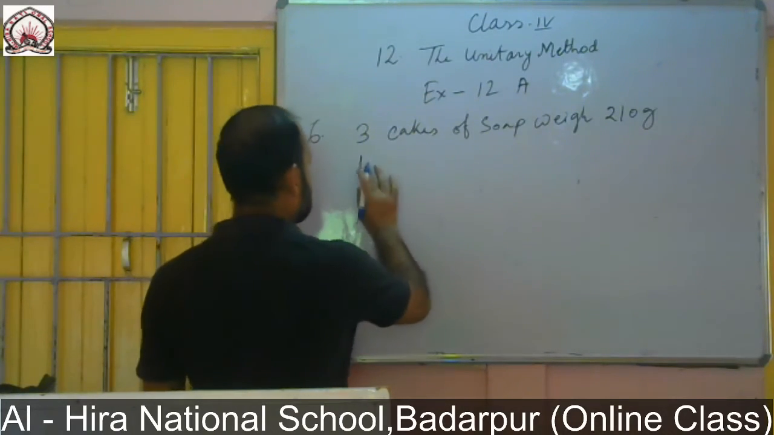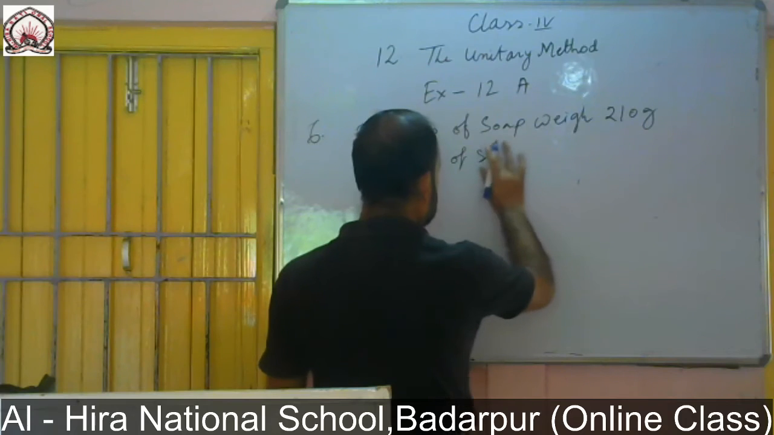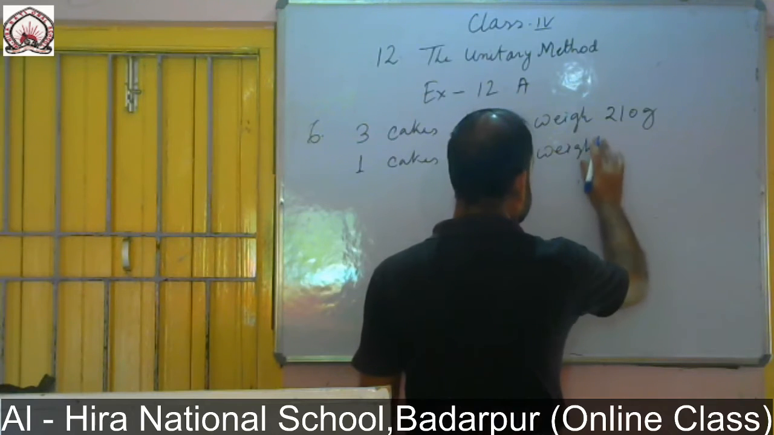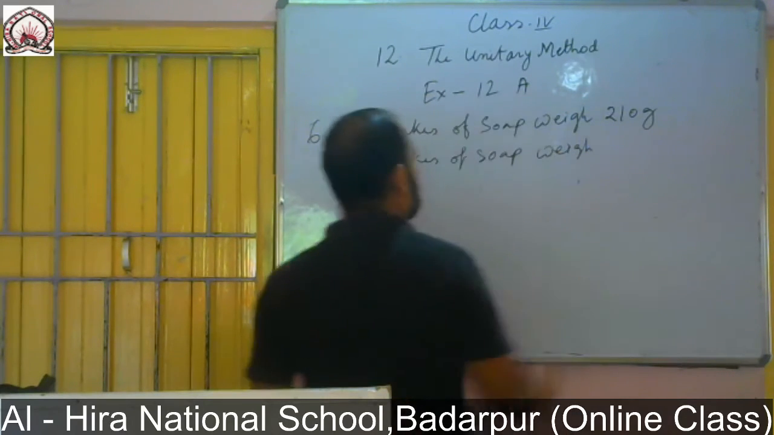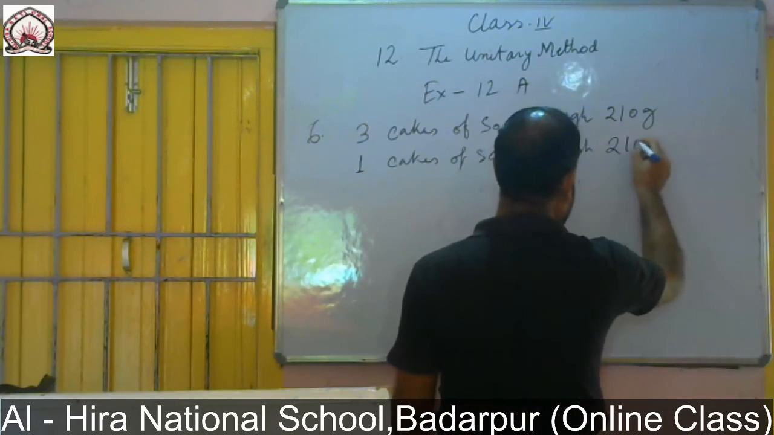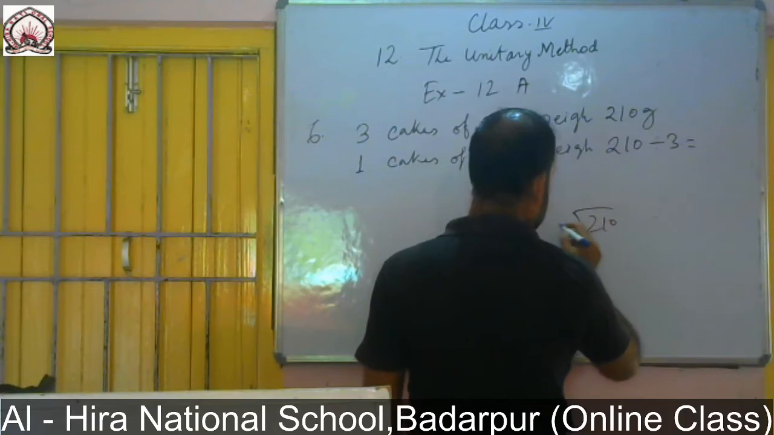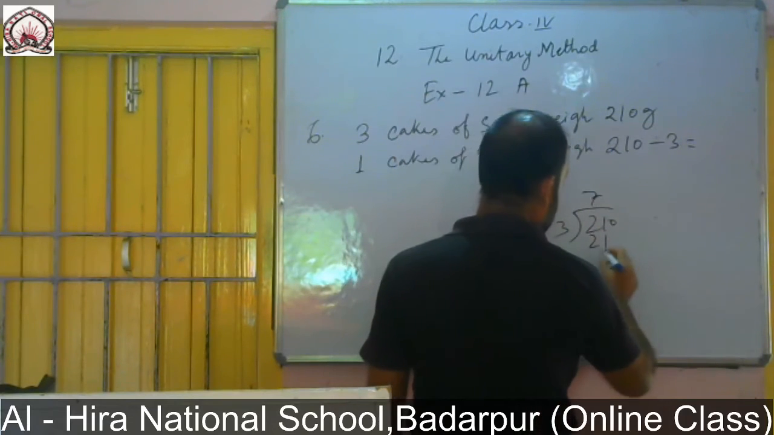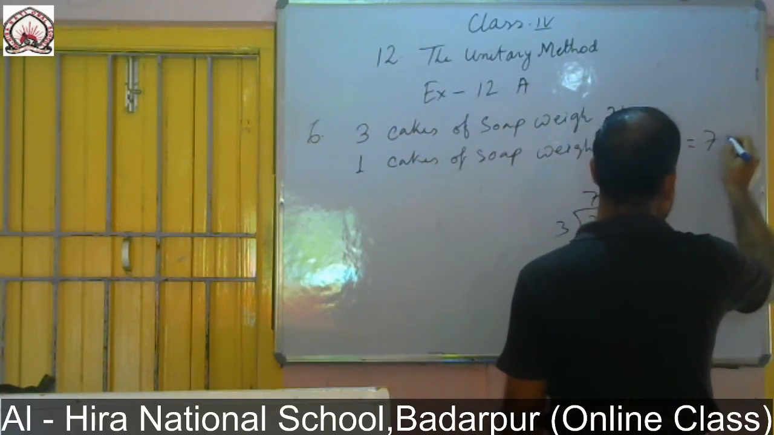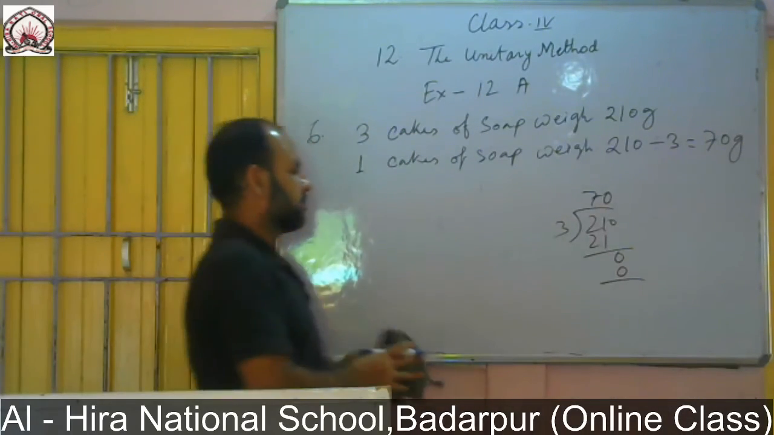One cake of soap weighs equal to 210 gram divided by 3. So 210 divided by 3. 3 7 jar 21. Remain 0. 3 0 jar 0. It is 70 gram. One cake weighs 70 gram.